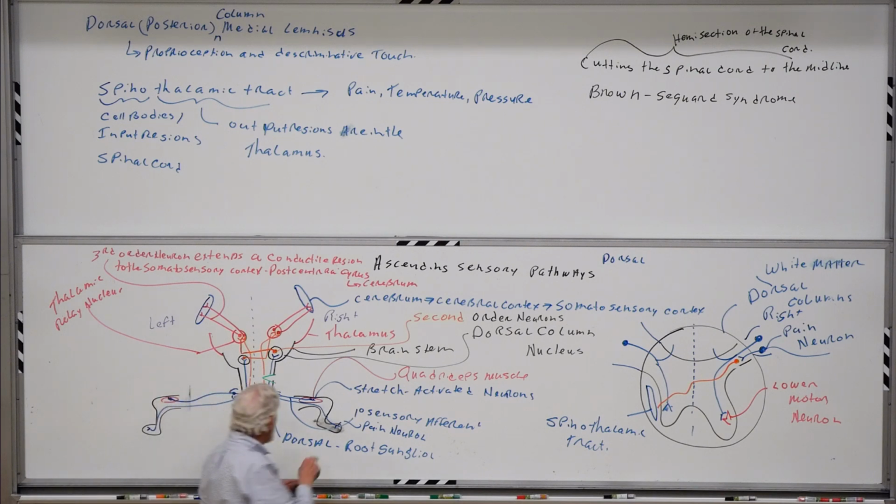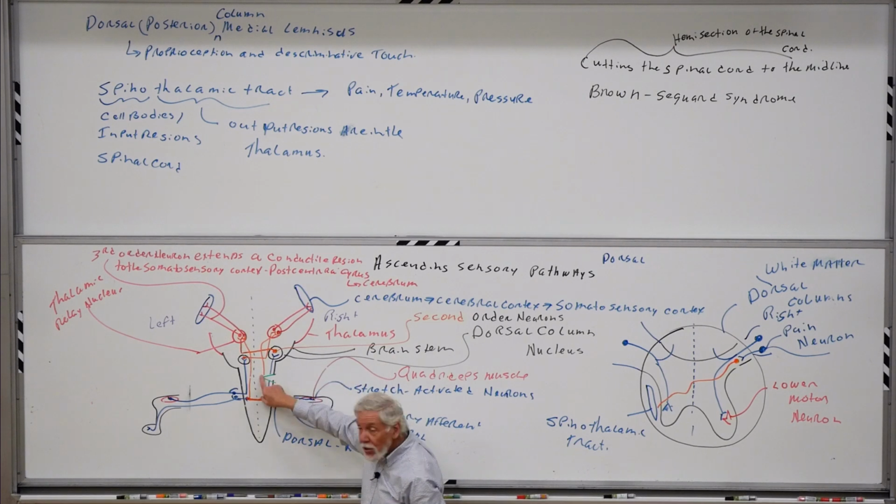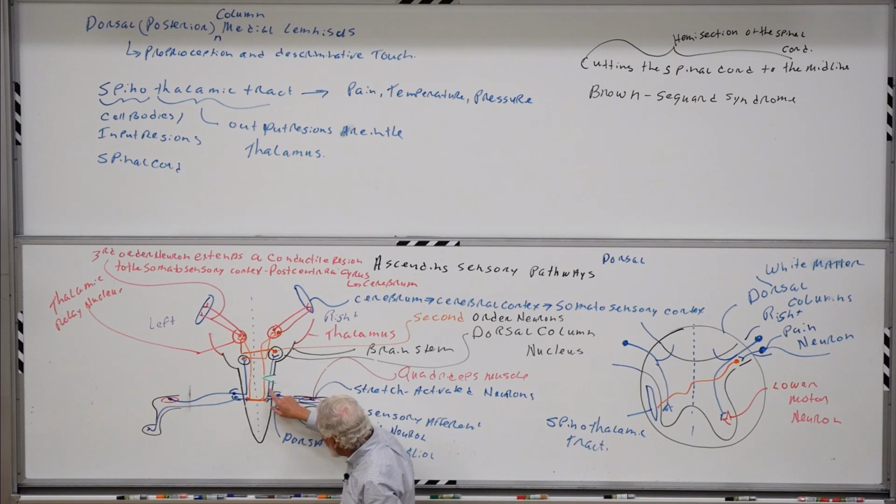But let's take the other side. On the other side, now we're on the left side. We've cut the left side of the spinal cord. We now follow the pathway of the primary sensory afferent carrying information about proprioception or fine touch. We follow the axon, it comes into the cord, heads up, ascends the cord in the dorsal columns, but now we've cut it.